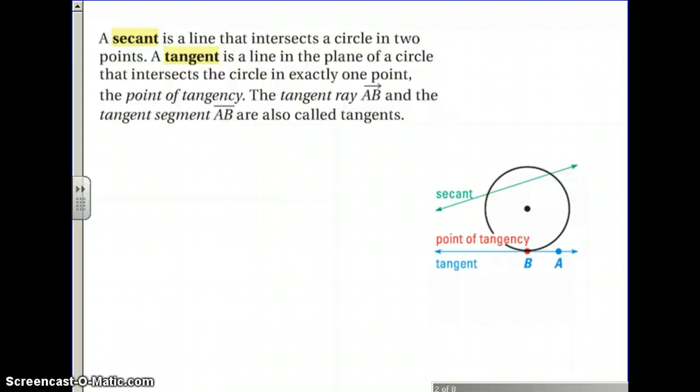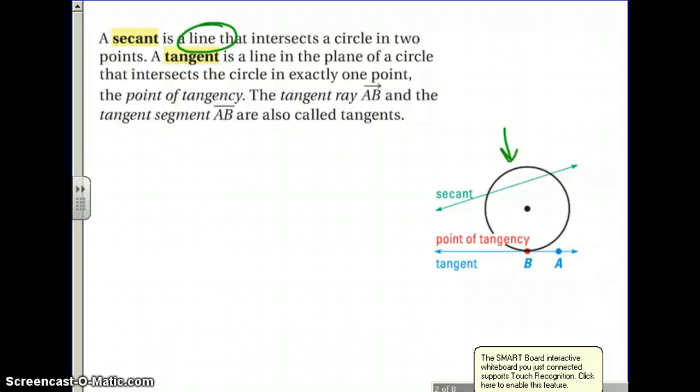Okay, two more terms here. A secant is a line that intersects the circle in 2 points. So the key difference here between this and a chord, sorry, I wasn't writing, is this is a line. So a secant, as you can see in this picture, comes through as a line and it cuts and hits the circle at 2 points.